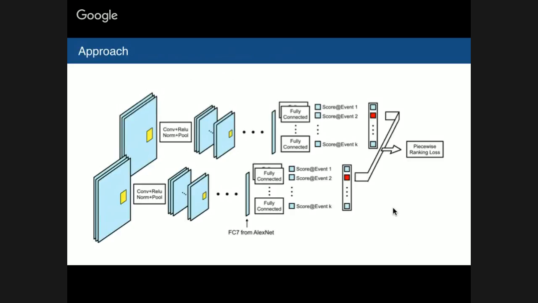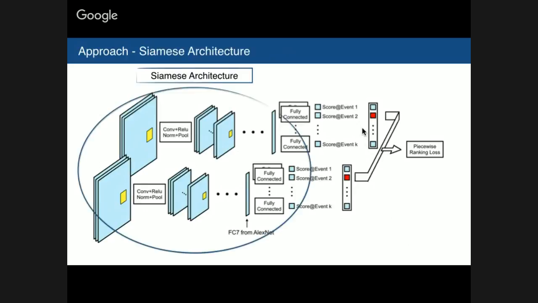This is our overall architecture for this problem. Here we use the pre-trained AlexNet as a starting point. Our architecture has several properties. First, we use a Siamese architecture. Siamese architecture means that we have two identical parts in this network side by side here. These two networks share all the parameters, but they have different inputs.